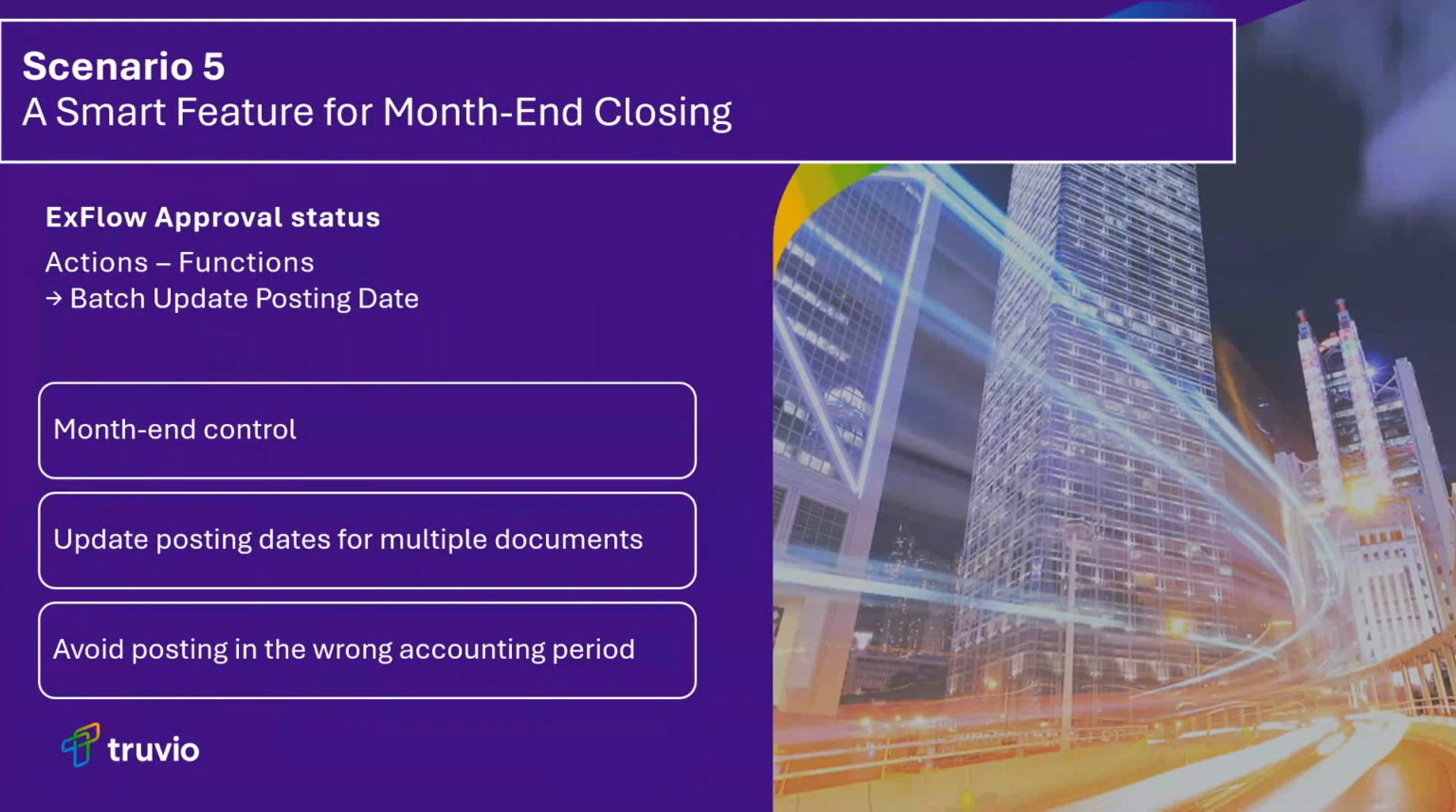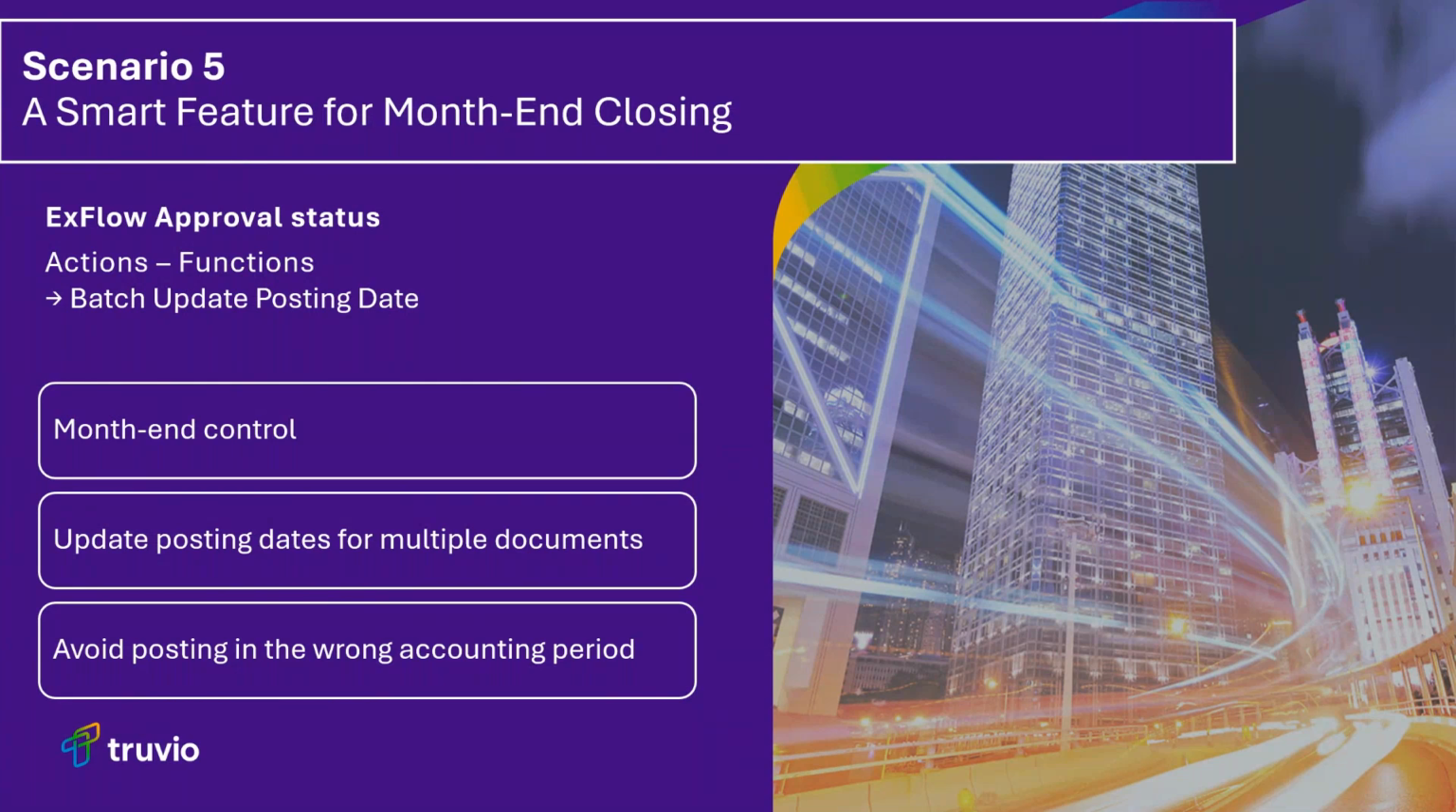And the last scenario, here I want to talk about something fairly short but very important, and that's a smart feature for month end closing. And you can find it in approval status under actions and then functions, and then it's called batch update posting date. Because once you start automating more parts of the invoice workflow, then questions about control usually begin to come up, especially during month-end closing.